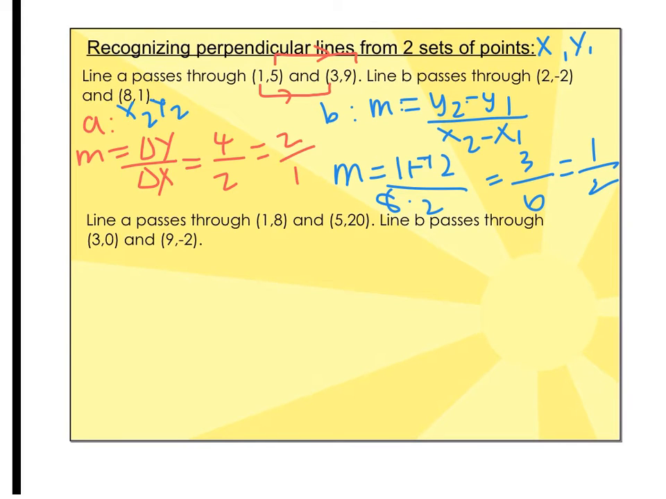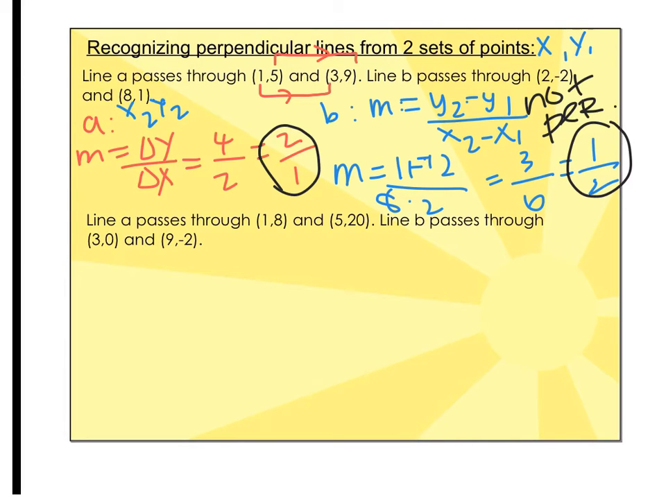So let's double check these. I have a slope of 2 over 1, a slope of 1/2. So they are reciprocals, but they are not opposite signs because they're both positive. So this would be not perpendicular. And I'm just going to write PER for perpendicular.